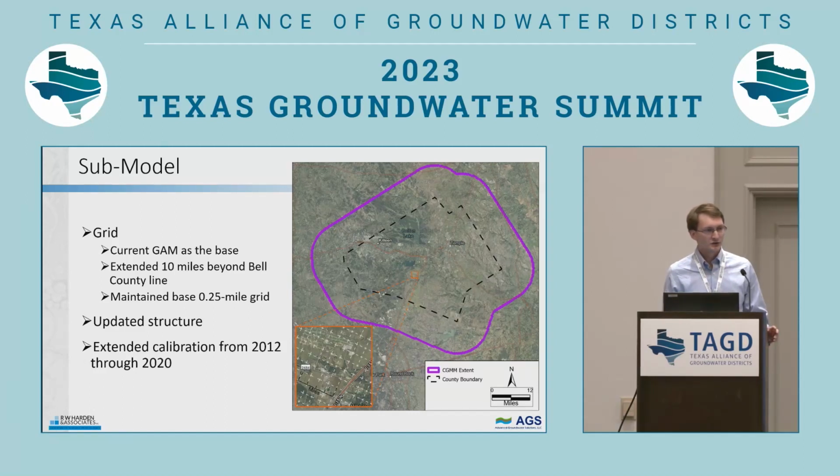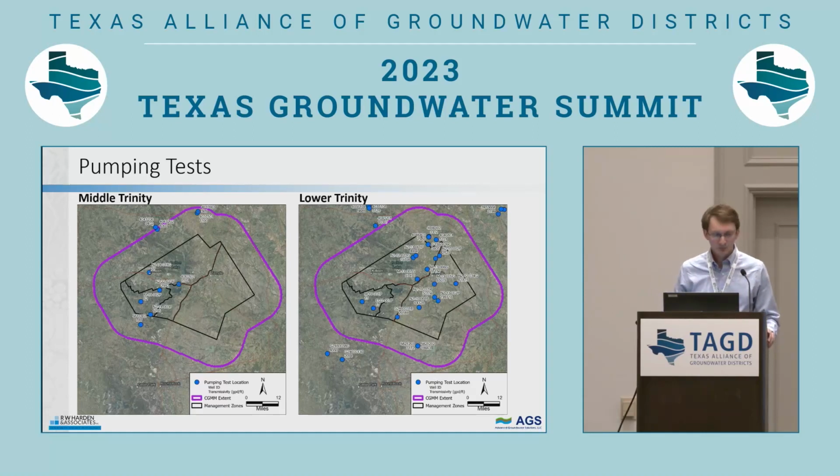Originally the Trinity Woodbine was calibrated through 2012, and so we went ahead and extended that through 2020. We wanted to focus more on the Middle Trinity and the Lower Trinity aquifer, so we updated those parameters mostly from pumping tests, looking at the transmissivity and the storativity. Also included in the calibration are the fault conductances. We included vertical hydraulic conductivity and the conductance on the general head boundary to allow for less or more flow into the model.